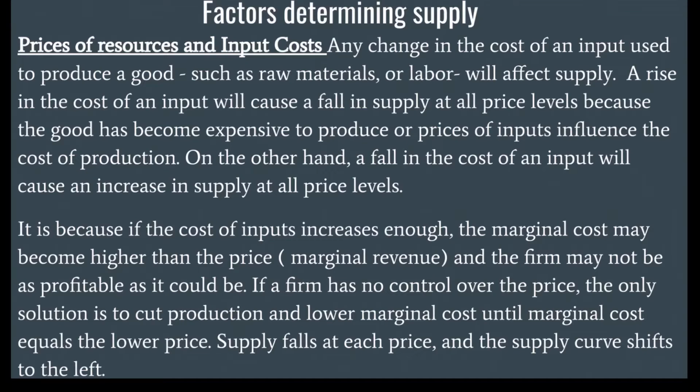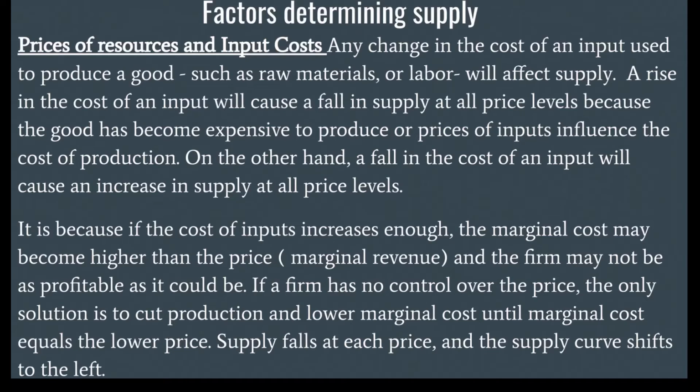Factors determining supply. Price of resource and input cost. Any change in the cost of an input used to produce a good, such as raw materials or labor, will affect supply. A rise in the cost of an input will cause a fall in supply at all price levels because the good has become expensive to produce. The price of inputs influences the cost of production.